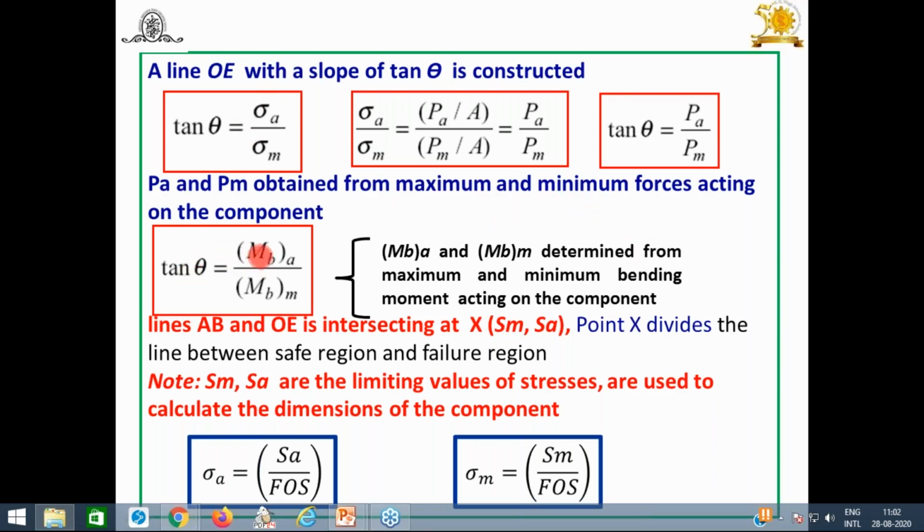At that time, tan theta you can write as MBA upon MB mean. You have to determine MBA from the maximum and minimum bending moments, and MB mean again from the maximum bending moment and minimum bending moment. You can use the same expression of sigma A, sigma mean. Instead of putting the stress value, you can put the bending moment values to get the value of MBA and MB mean.